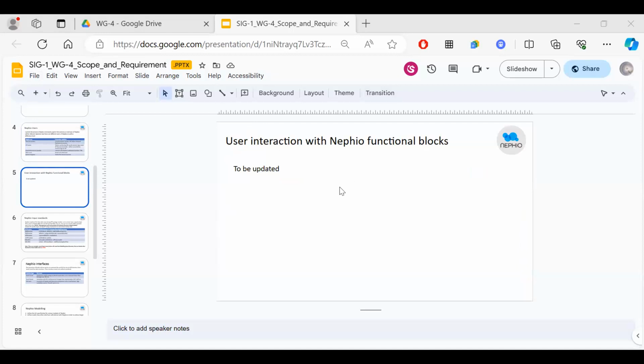Bernard has asked me to update one slide which shows how each user will interact with each and every functional block of NFV, and I have to work on it. It will take some time to do that, so I just left a placeholder.